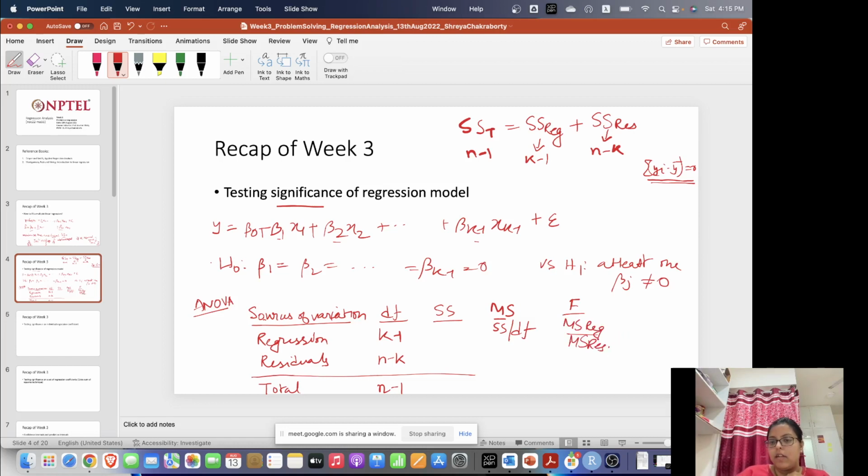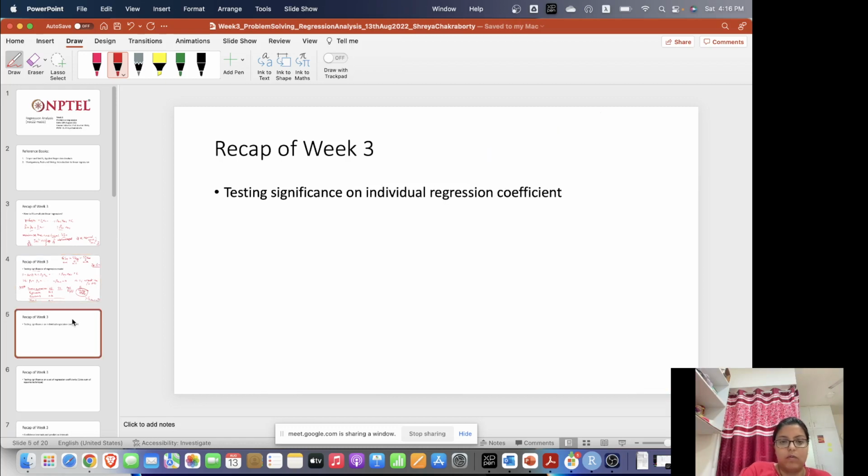And if this value is greater than the critical point at alpha level of significance with a df of k minus 1 and n minus k, then we would reject H naught and say that the regression model is significant. Okay, if you follow the lecture notes, I'm sure you will be able to follow.